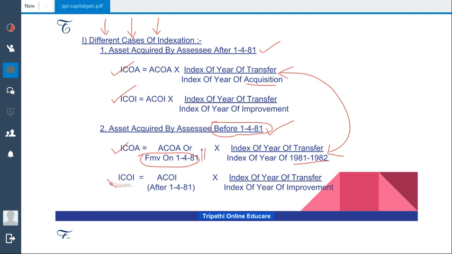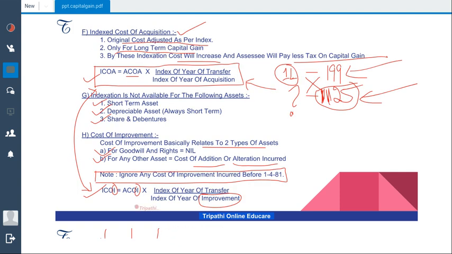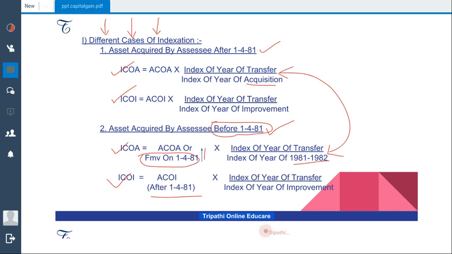And what will be the formula for index cost of improvement? Actual cost of improvement, that too after 1981. I hope you remember the note. It was clearly mentioned in this note: any improvement before 81 is to be ignored. So that is what we are doing. So your formula for index cost of improvement will be actual cost of improvement only after 1981 into index of year of transfer upon index of year of improvement.